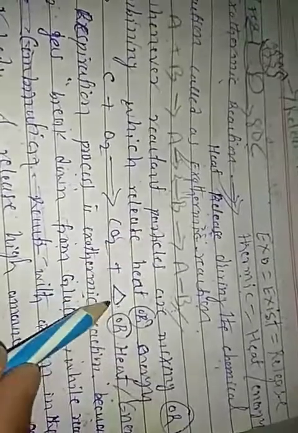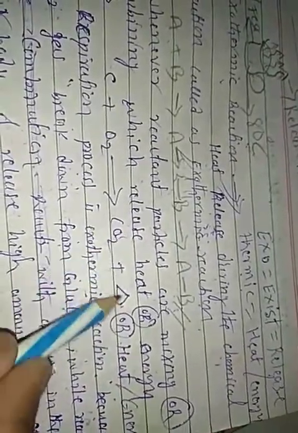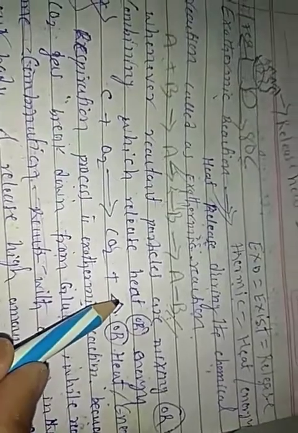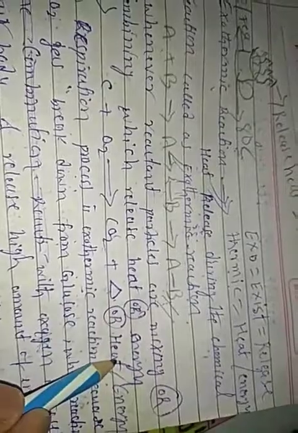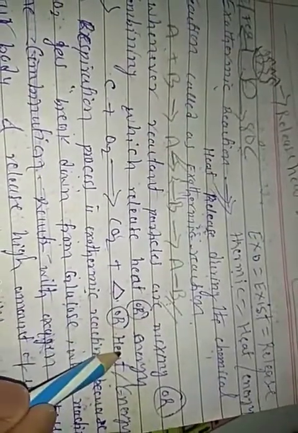But in case of exothermic, delta is on the product side, that is an exothermic reaction. Delta or heat on the product side, right-hand side, that is an exothermic reaction. Understood students? But in case of endothermic, delta is on the reactant side. Look at the arrow, behind the reactants is this delta. So that is an endothermic reaction.